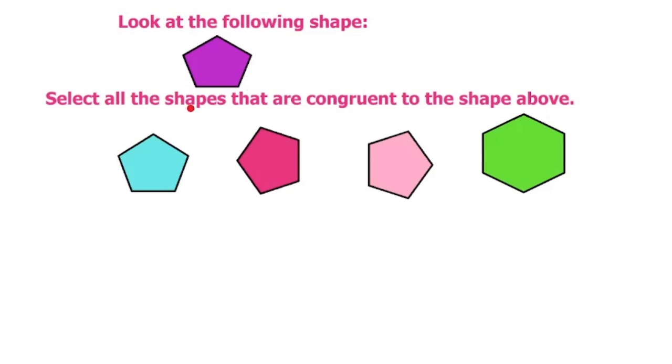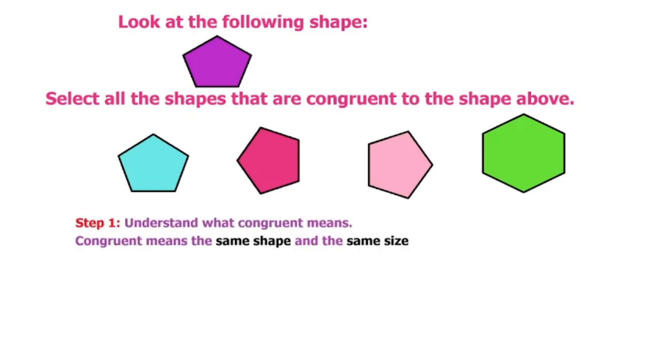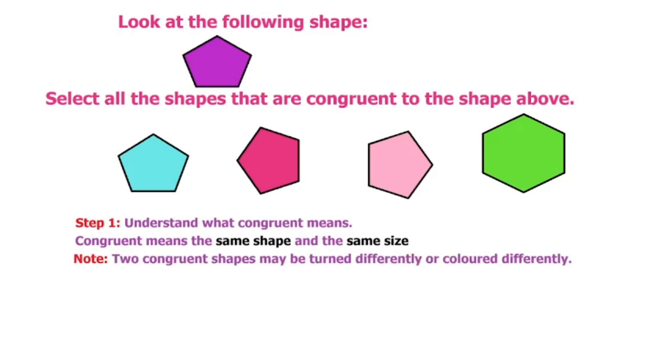So the first thing to do is understand what congruent means. Congruent means the same shape and the same size. That's what it means, okay? It is also important to note that two congruent shapes may be turned differently or colored differently. Even though that's the case, they will still be congruent.